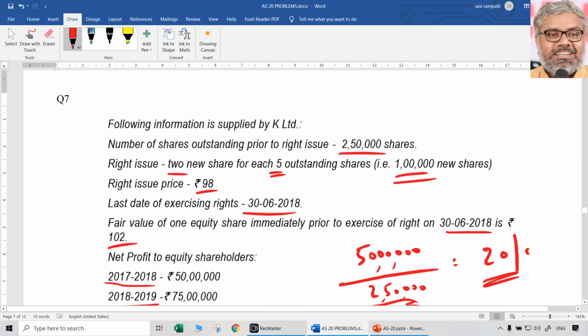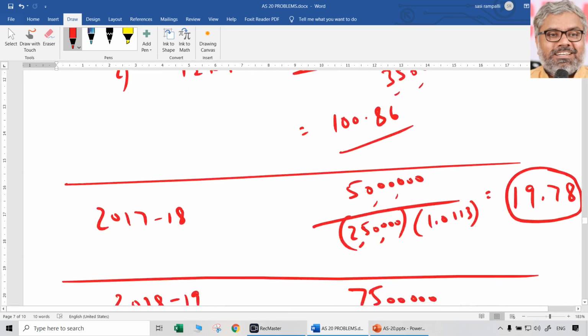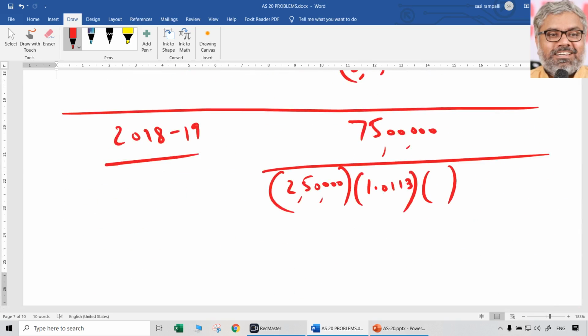When was the rights issue happening? 30th June. That was the last date of exercising rights. April, May, June means 3 months prior to the rights issue, so into 3 by 12. So for all the periods prior to the rights issue, the number of shares has to be adjusted with the rights factor. After the rights issue, the shares now become 3,50,000 and the remaining months are 9 months. So into 9 by 12. That's it. That gives us the basic EPS for year 2018-19.